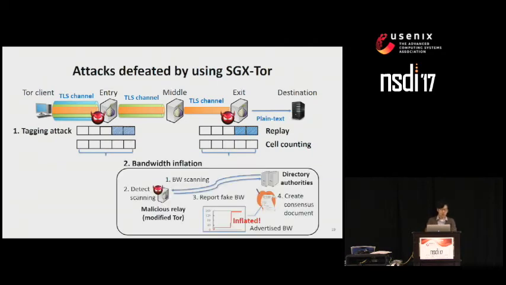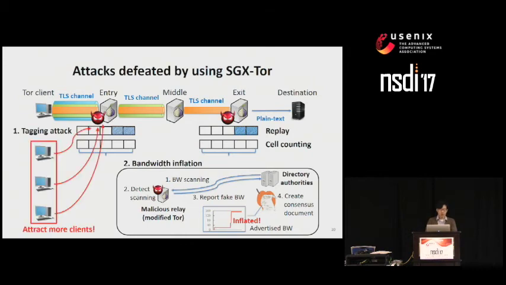Another example is a bandwidth inflation attack, which is used to increase the success ratio of low-resource attacks. When a malicious relay falsely reports its bandwidth to the directory authority, the authority advertises inflated bandwidth information to Tor clients. Since the relay selection algorithm of Tor depends on the bandwidth status of Tor relays, a malicious relay would attract more clients during circuit establishment.